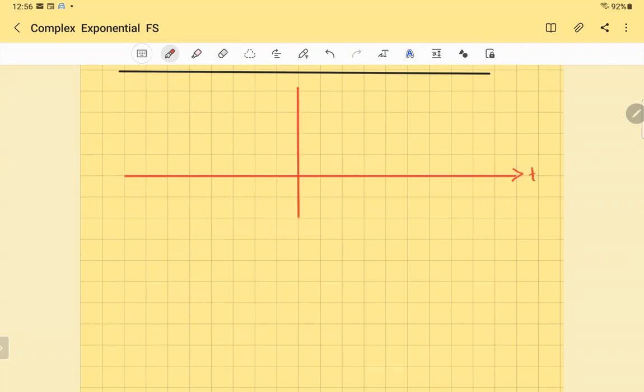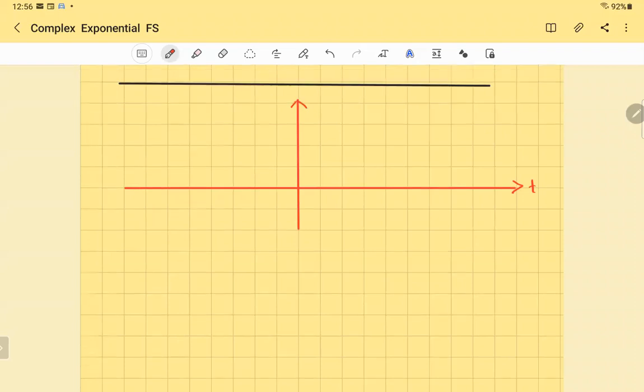Sure. Is it possible you just scroll a little bit, like to the last equation?